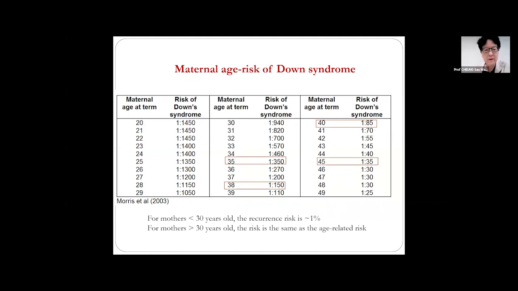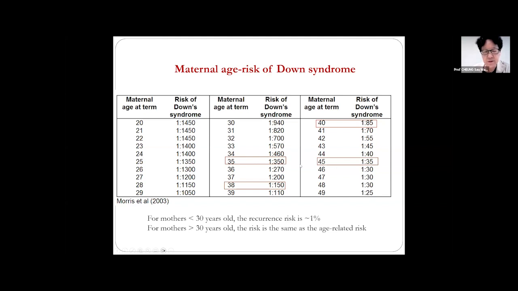Down syndrome usually is associated with maternal age risk. So here's the table about the risk of Down syndrome. And then there was also a survey on maternal age at term. When maternal age at term, the risk of Down syndrome is 1 in 350.